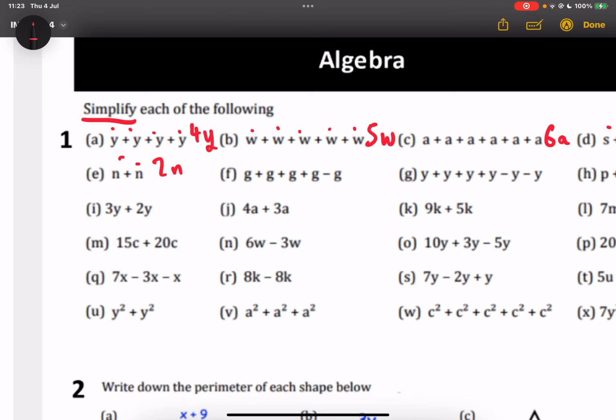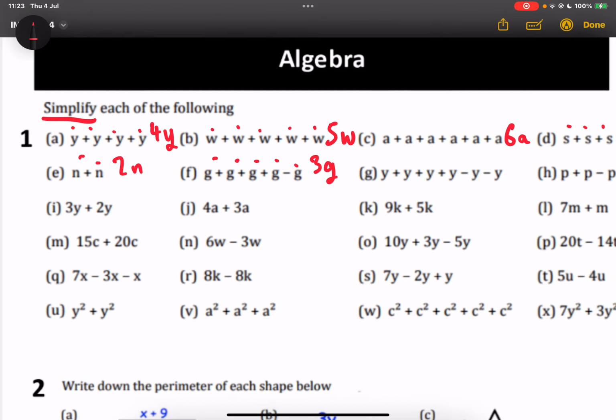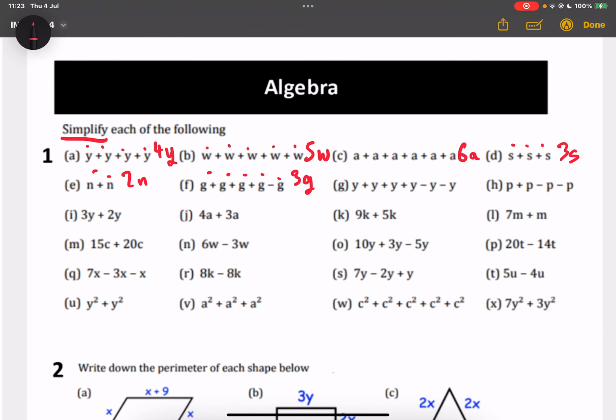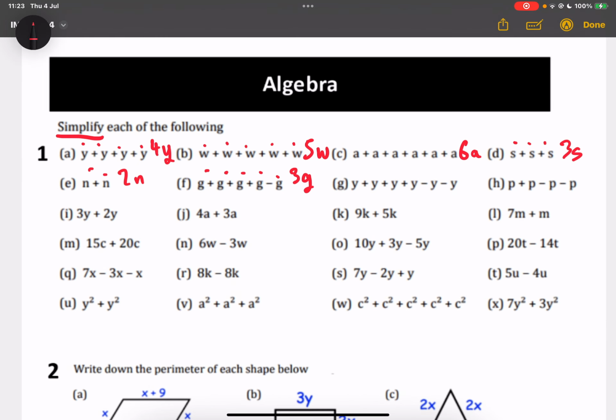So we have G plus G plus G plus G minus G. So first we count that there's 4 G's which we're adding, and then we take away 1, so it'll be 3G. So it's like 4G minus G is 3G. You're doing 4 minus 1, which gives you 3. So yeah, next is G.